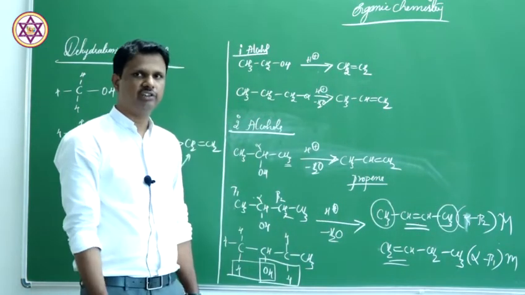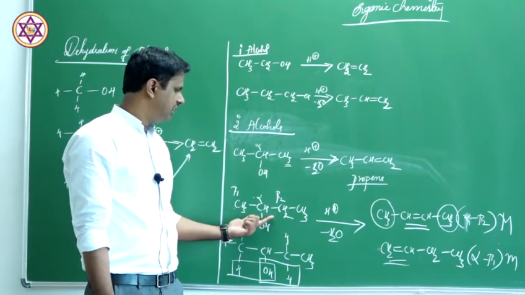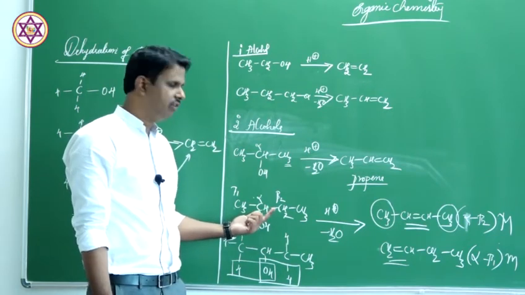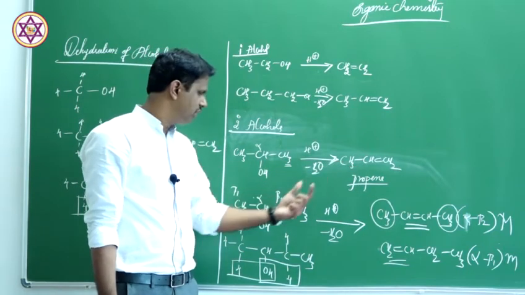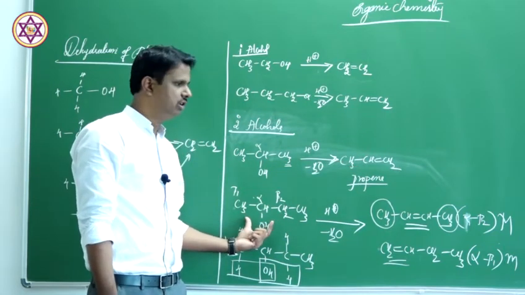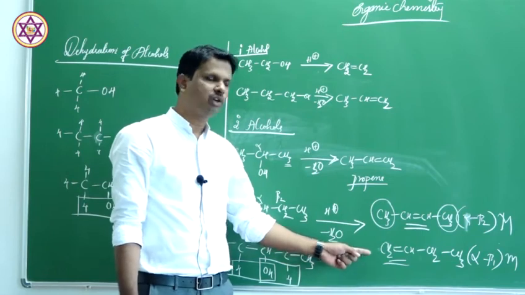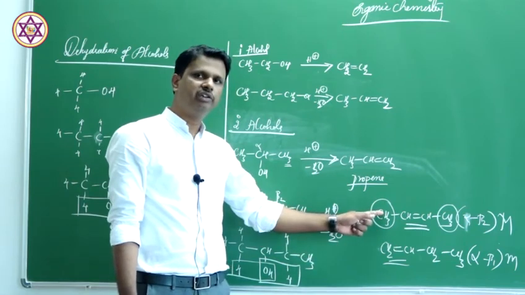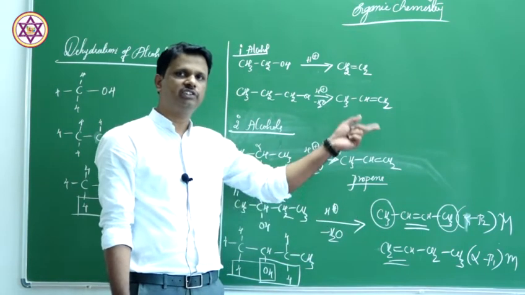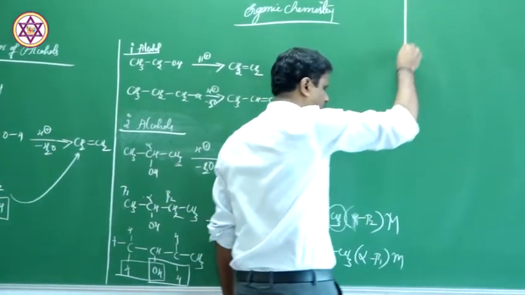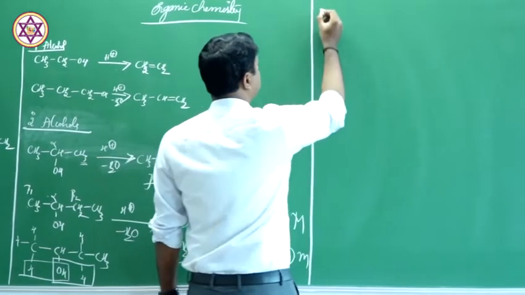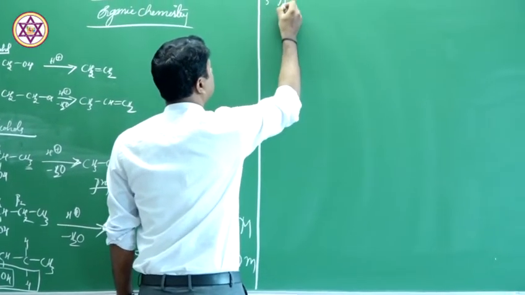So that is how we understand. In secondary alcohol, if the secondary alcohol is symmetrical, you are only going to get 1 alkene. If the secondary alcohol is unsymmetrical, then you are going to get 2 different alkenes, where one of the alkenes is major, depending on the Saytzeff rule. Now let us go to tertiary alcohol.